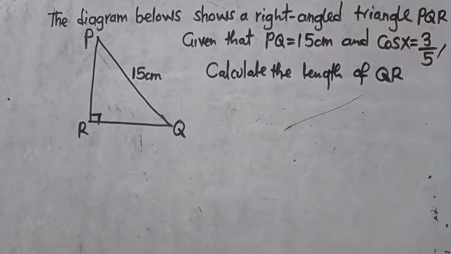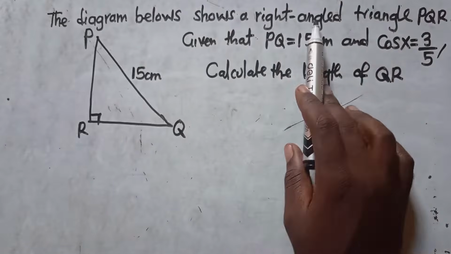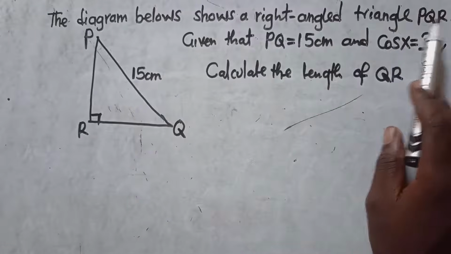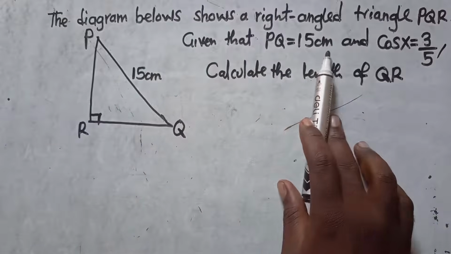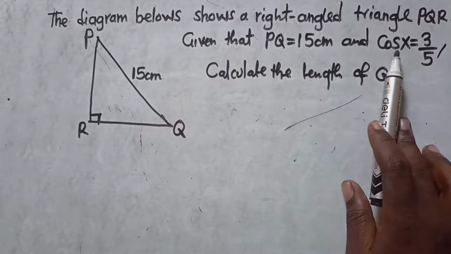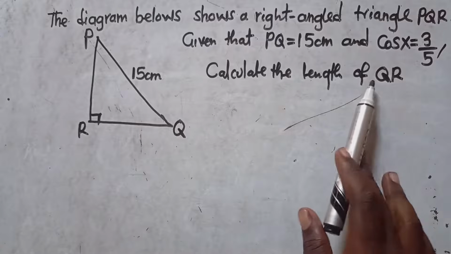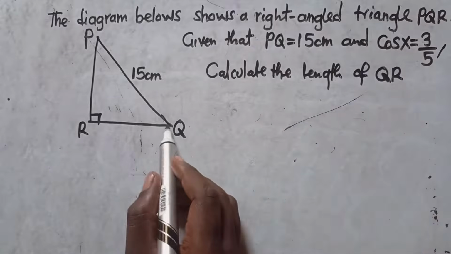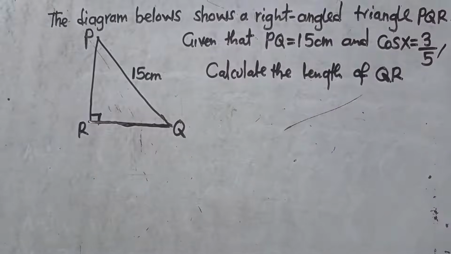We move now to this question. Make sure you write down. The diagram below shows a right-angled triangle PQR. Given that PQ is equal to 15 centimeters and cos X is equal to 3 over 5, calculate the length of QR. They want you to calculate this length.